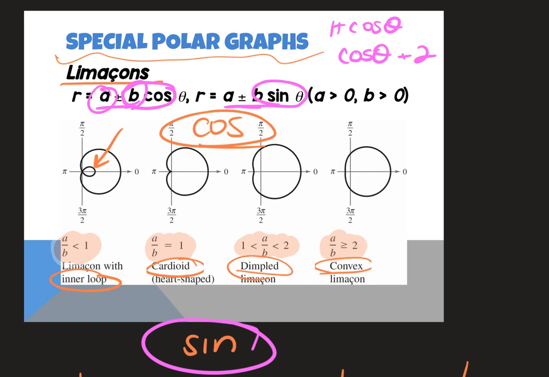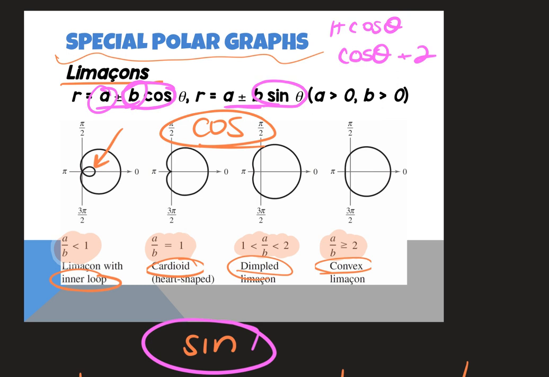So the way my brain remembers this is I visually try to picture this slide, and I know it starts with an inner loop. And then if I keep pushing that inner loop out, it becomes a heart. Push it out further, it becomes dimpled. Push it out further, it becomes flat. So for me, that's the trick I use to remember which one is which, okay?